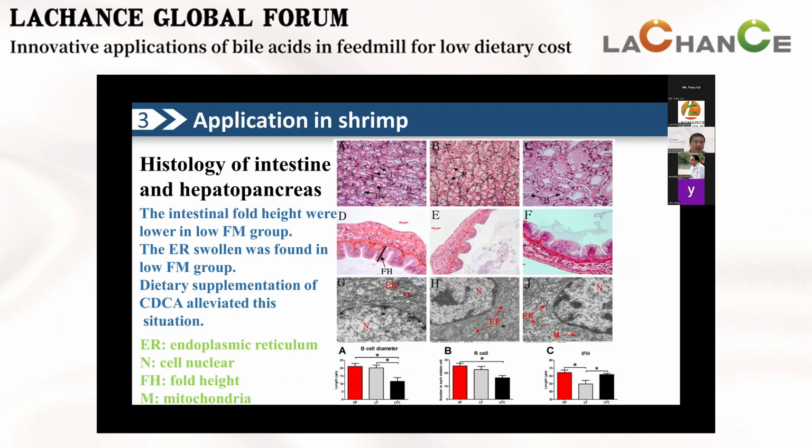And we also detected the histology of the intestine and the liver. Especially in the intestine, here is the histology in the low fish meal group. We can see that the intestinal fold height was lower in the low fish meal group compared with the high fish meal group. And after we supplemented the bile acids, the fold height was increased. And also for the ER swollen, we can see in the low fish meal diet, we find the ER swollen here. And after we supplemented the CDC, this situation was alleviated.